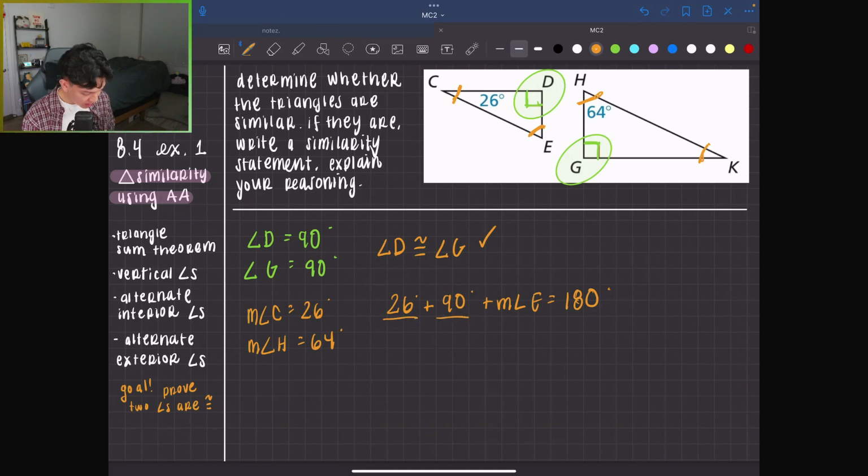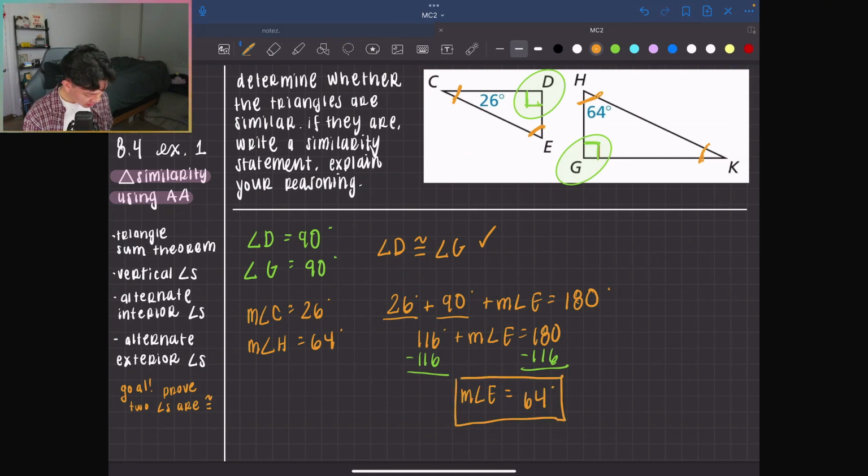Let's combine like terms. 26 plus 90 is going to give us 116 plus the measure of angle E equals 180 degrees. And then what are we going to do to both sides of this equation to find the measure of angle E? Subtract 116 degrees. So the measure of angle E equals 180 minus 116, which is going to give us a value of 64. So now we know that the measure of angle E is 64 degrees.